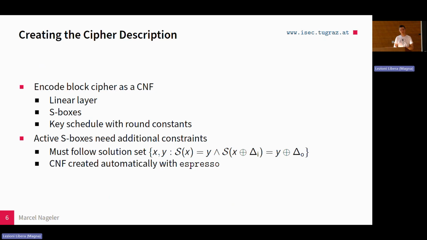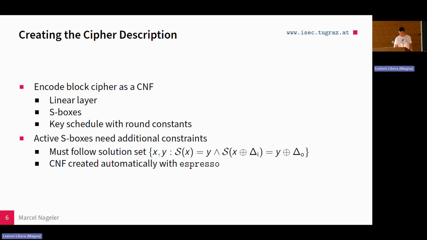And for the active S-boxes, we need additional constraints, because remember, we're trying to find the satisfying pair for the differential characteristic. So for an active S-box, the input and output must also follow the differential transition as it is specified in the characteristic. It would be cumbersome to do this manually for each possible input-output mask, so we create it automatically with the Espresso logic minimizer. So now we have a description of the cipher that also incorporates the characteristic.